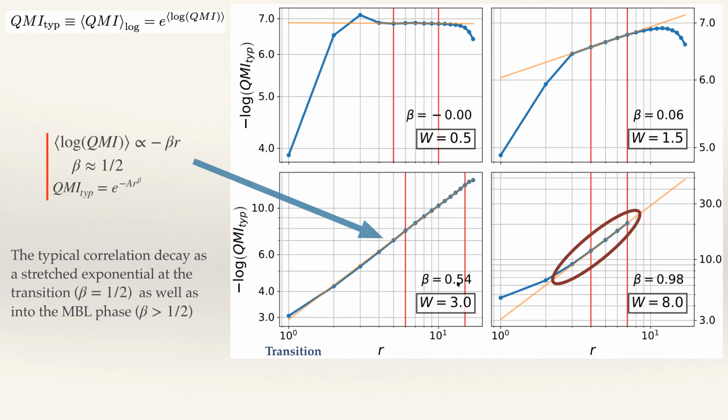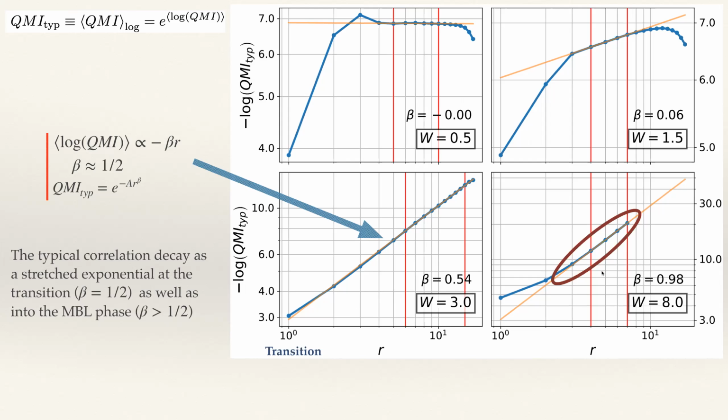So this tells us that the average of log QMI goes as minus beta log R, with beta of a half. So the typical quantum mutual information is e to the minus a, R to the half, e to the minus a square root of R. Okay, so this is an honest to goodness stretched exponential. There are a couple of steps here because we are looking at things in log scale, but this is an honest to goodness stretched exponential that is happening at the transition.